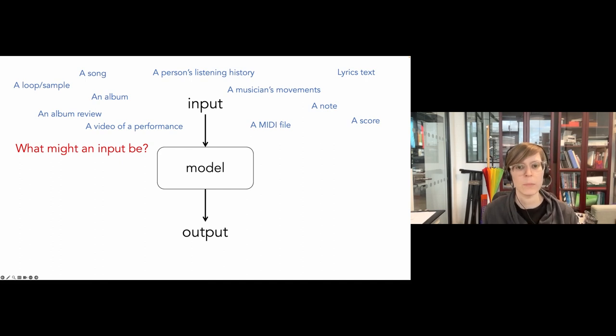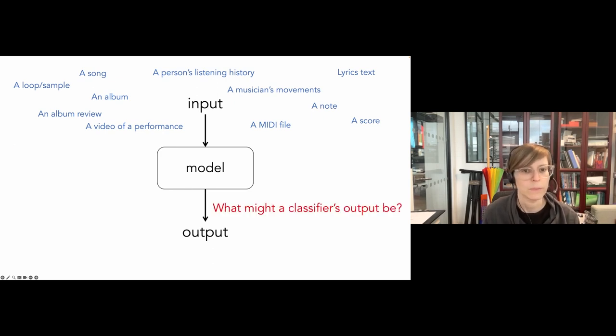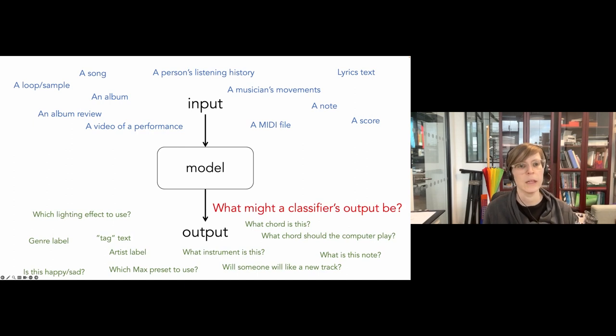And have a think about what a classifier's output might be. What kinds of categories might be interesting to apply to these sorts of inputs? Not just in a music performance, musical instrument building context, but maybe more broadly, right? We might be able to say, okay, based on what a musician is doing right now, what lighting effect should I use? Based on the audio that I see coming in, what genre is this?